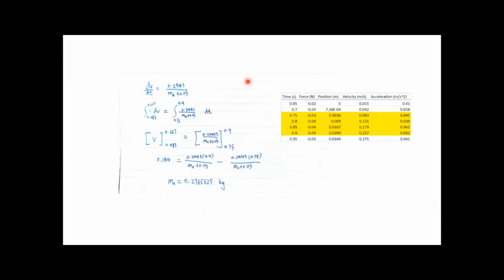Using the non-constant acceleration formula from the formula sheet and integrating with the two sets of values, we get a mass of 0.277 kilograms. Using the equation for the second run, we get a mass of 0.28 kilograms.